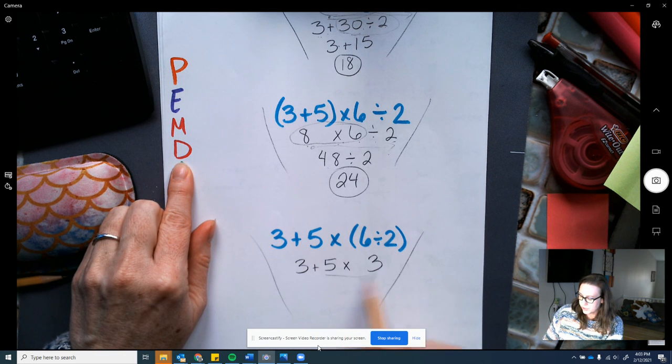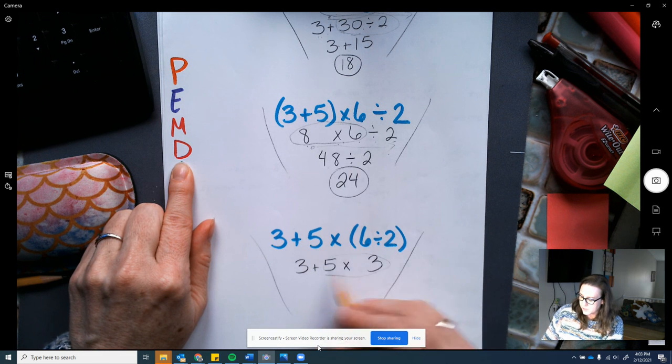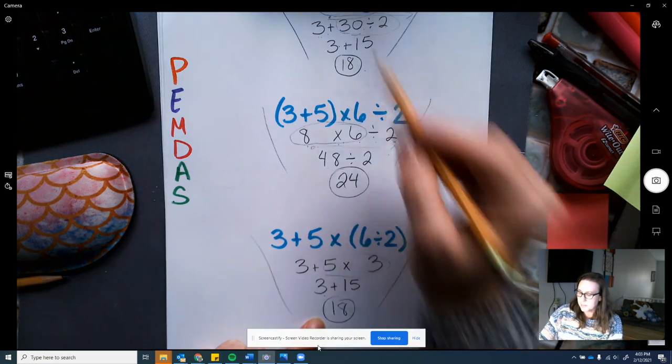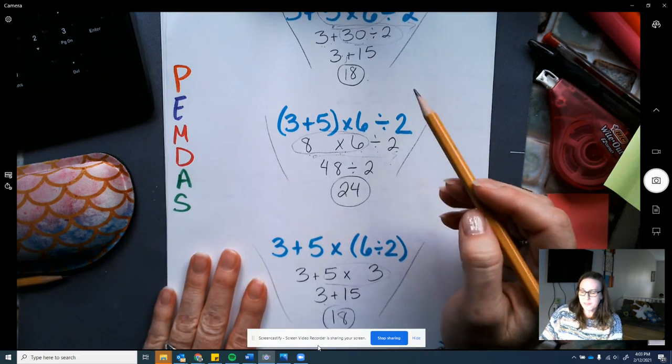Multiplication and division, sure do, have it right there. 5 times 3 is 15. I'm going to rewrite my 3. And now I've got 3 plus 15 is 18. So these two ended up being the same, but do you see how they got there in a different way?